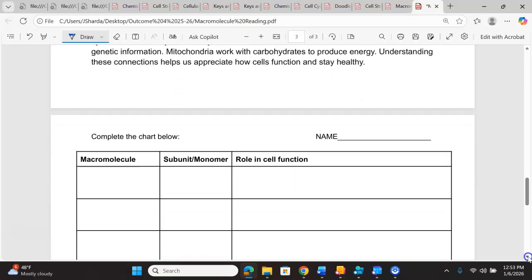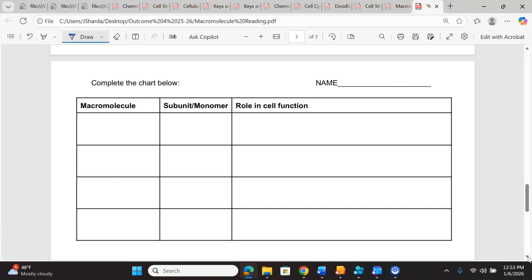Okay, good. So this is actually something that we recycled from Unit 1, or our Outcome 1, back in first semester. We want you to complete the chart here by putting the name of the macromolecule and its subunits, or the monomers. What are the building blocks used to make that macromolecule? Hopefully this is mostly review. And what does that macromolecule do in the cell? What kind of function does it serve? What kind of work does it do?